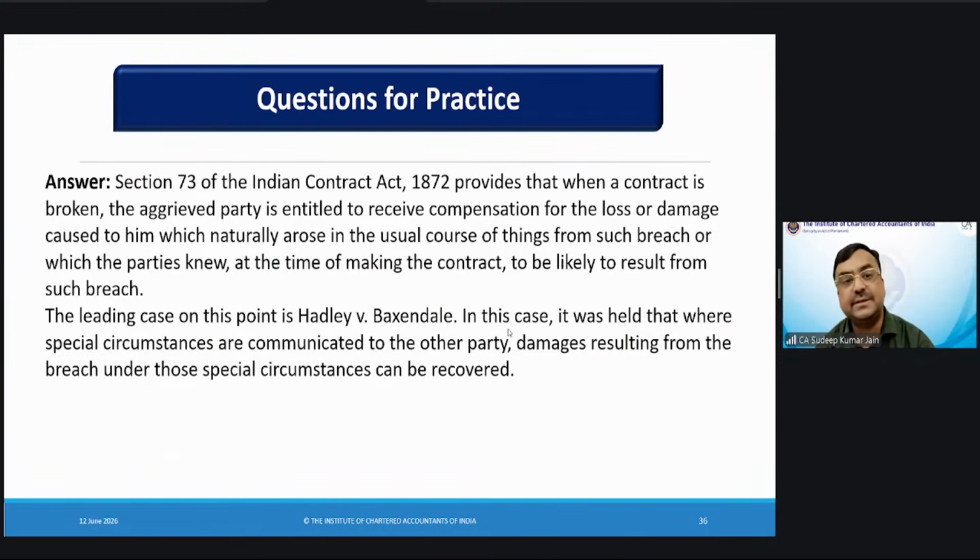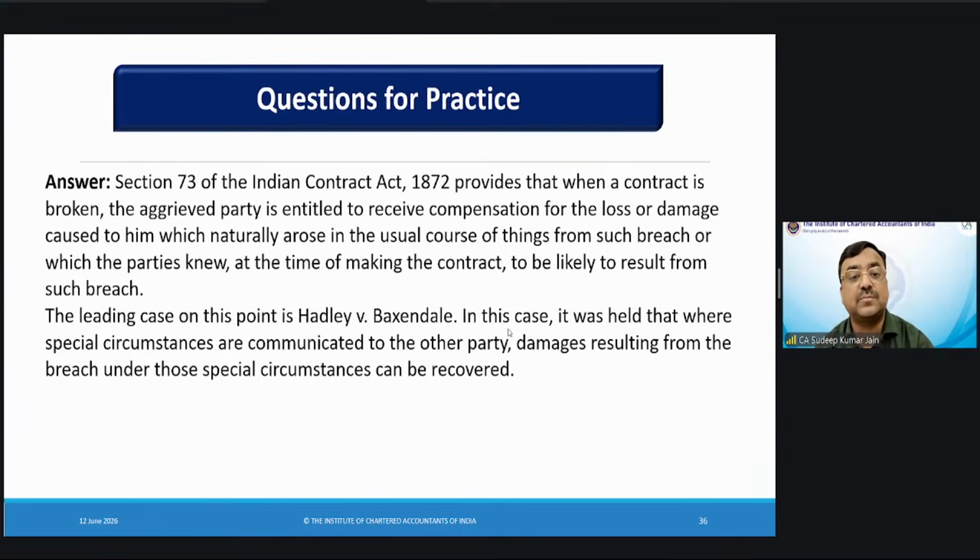Section 73 of the Indian Contract Act 1872 provides that when a contract is broken, the aggrieved party is entitled to receive compensation for loss or damage caused to him, which naturally arose in the usual course of things from such breach, or which the parties knew at the time of making the contract to be likely to result from such breach.